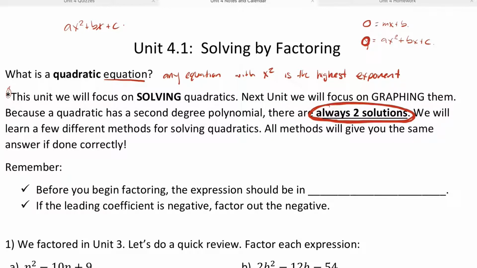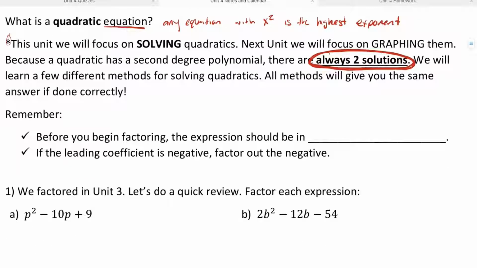There are different ways to solve quadratics. But no matter how you do it, you'll get the same answer. The reason we have different ways to solve is because sometimes a method, like factoring, doesn't work every single time. So we'll spend a whole section or lesson on which method works best for when. Anyways, let's keep going.